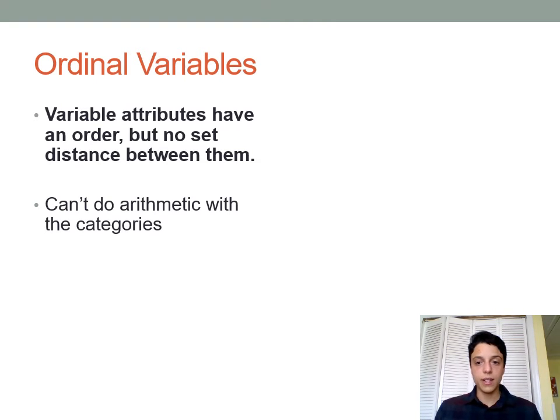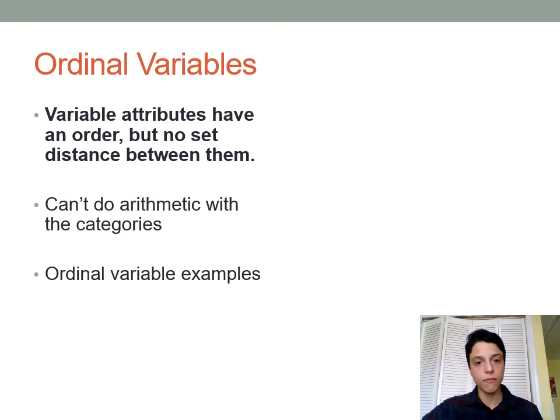And the best way to check this, I think, is to think about whether you could do simple math with the categories. Or in other words, are the values that your variable can take on truly numerical? And I'll show you what this means in a second.